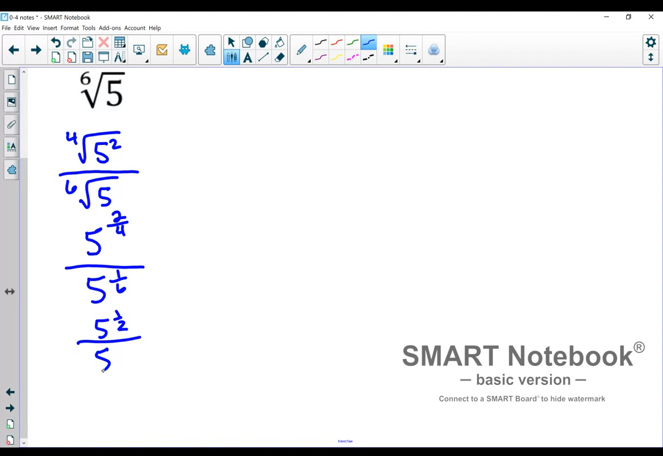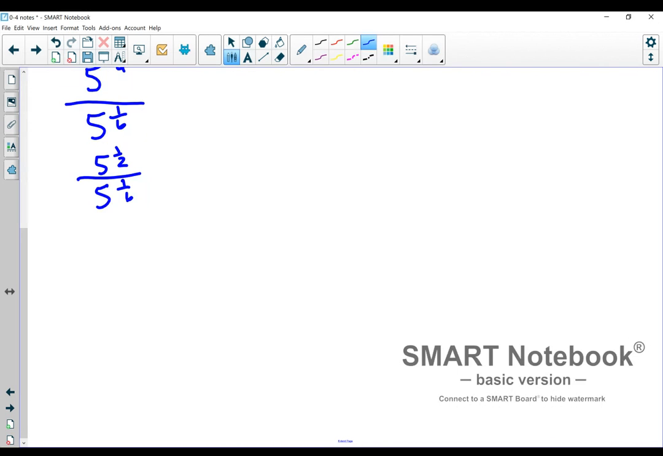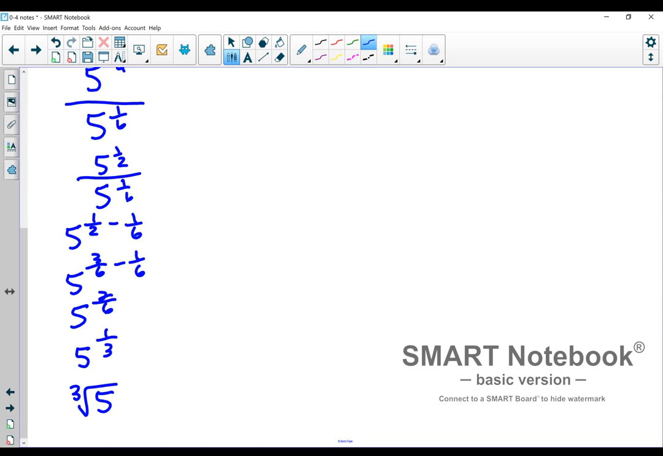This is a lot of steps, but they're pretty short, easy steps. At this point, I know that I can take, since I have the same base in the numerator and denominator, I can subtract those exponents. And so this would be 5 to the 1/2 minus 1/6 power, which is going to be 3/6 minus 1/6, or 5 to the 2/6 power, which is just going to be 5 to the 1/3, which we can write as the cube root of 5.